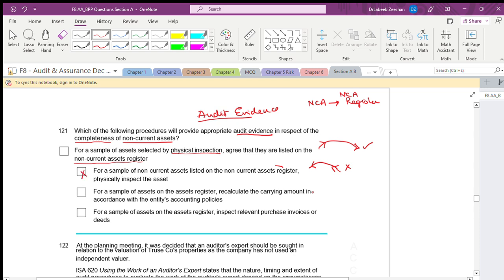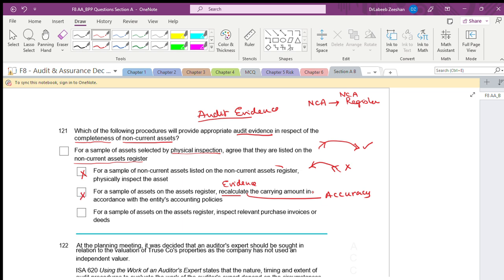For a sample of assets on the asset register, recalculate. We are talking about the evidence. The moment we say recalculate, it is related to accuracy, the carrying amount according to accounting policies. We are not talking about accuracy as such. Now you see the thing.